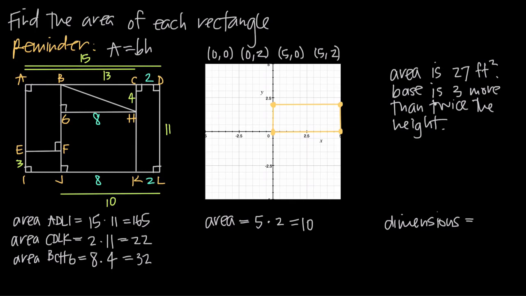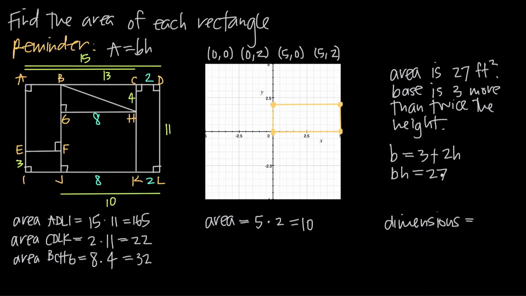So the first thing we need to look at is the base is 3 times more than twice the height. So I can go ahead and write this as the base b equals 3 more than twice the height. Well, twice the height is going to be 2h, and 3 more than 2h is going to be 3 plus 2h. So I can say the base b is equal to 3 plus 2h. Since I know that the area of the rectangle is 27 square feet, I can also say b times h is going to be 27, because that's just my rectangle area formula. Base times height has to be the area, 27.